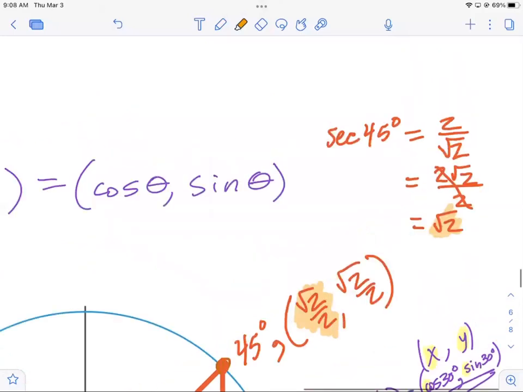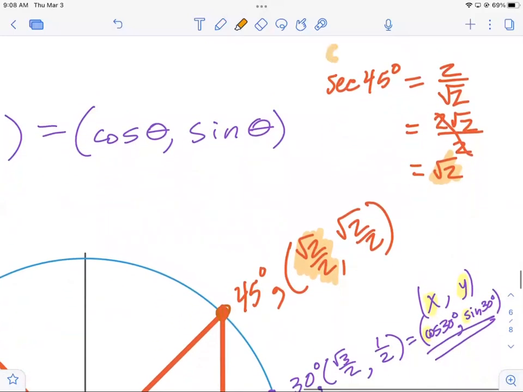Okay, so what would the cosecant of 45 degrees be? Good. The cosecant of 45 degrees is also the square root of 2. That's the reciprocal of the y value, which is the same.